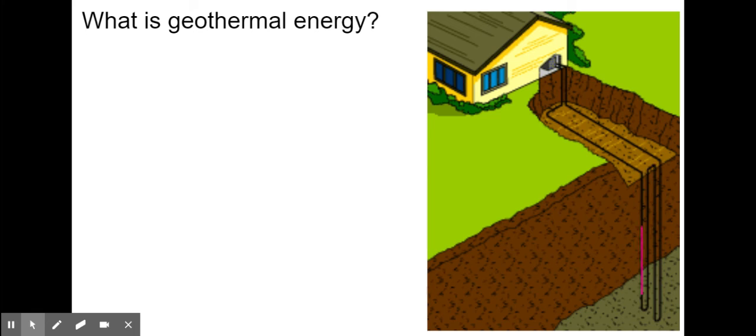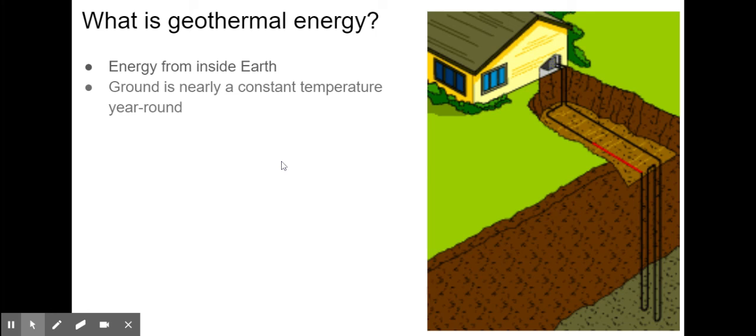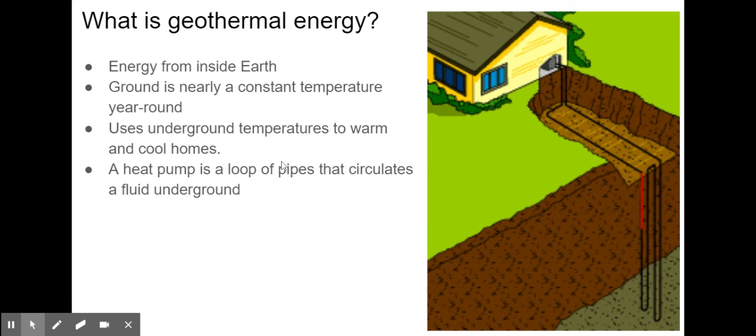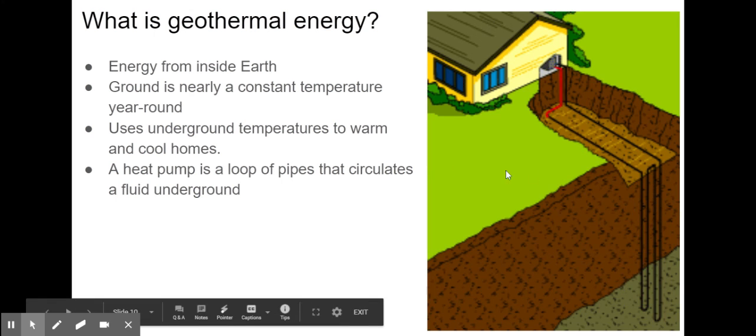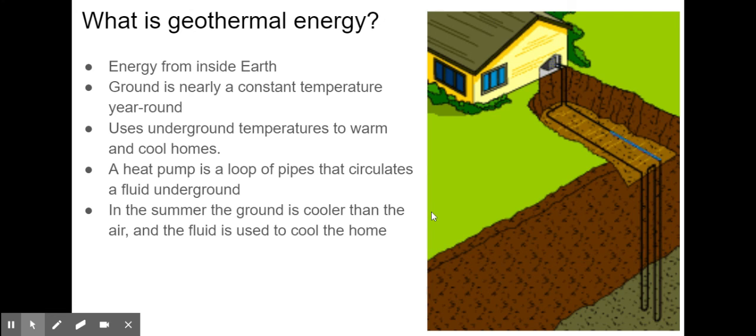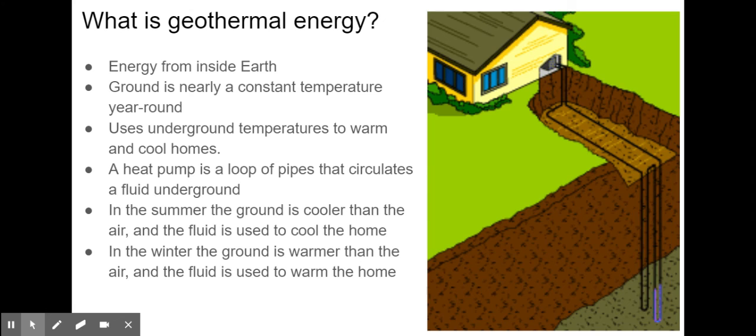What is geothermal energy? Geothermal energy is energy from inside Earth. The ground is nearly at a constant temperature year-round. It uses underground temperatures to warm and cool homes. A heat pump is a loop of pipes that circulates a fluid underground. In the summer, the ground is cooler than the air, and the fluid is used to cool the home. In the winter, the ground is warmer than the air, and the fluid is used to warm the home.